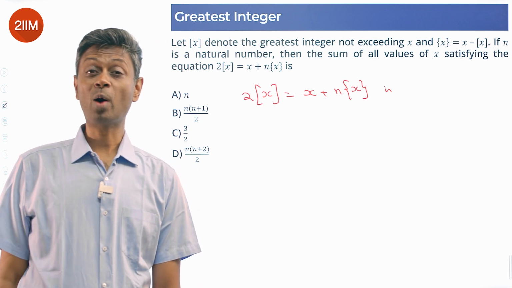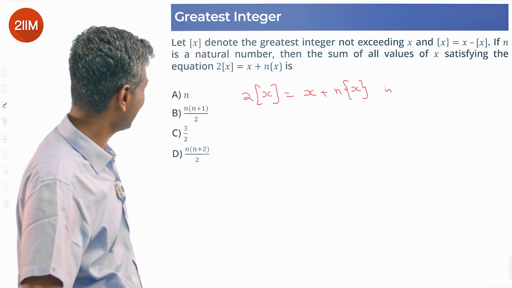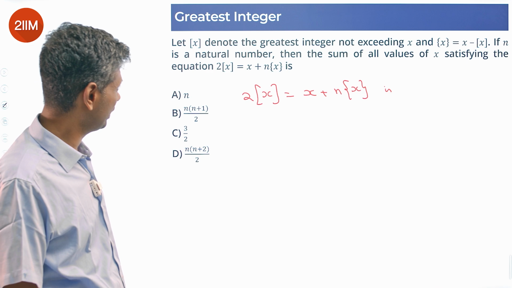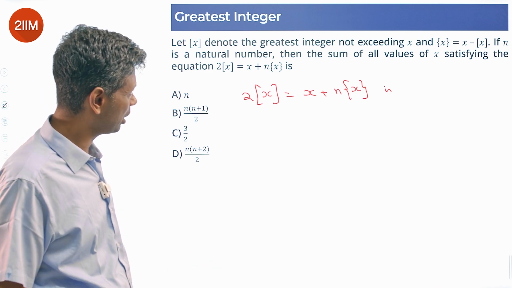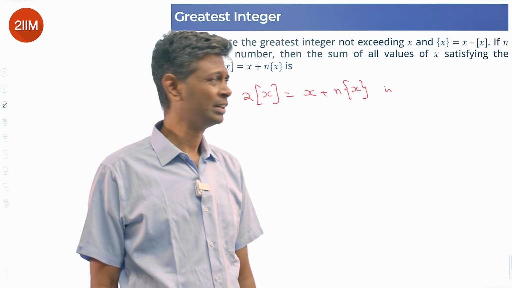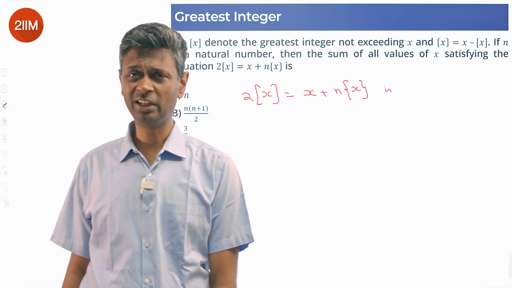I don't even know how to approach this question. When n is a natural number, the sum of all values of x satisfying the equation blah blah blah, what is that equal to? And what I'm going to do, I have choices. I'm going to play with this a little bit.